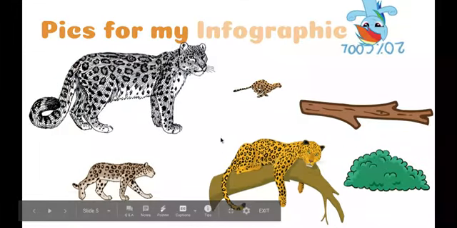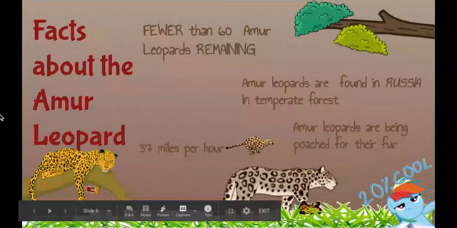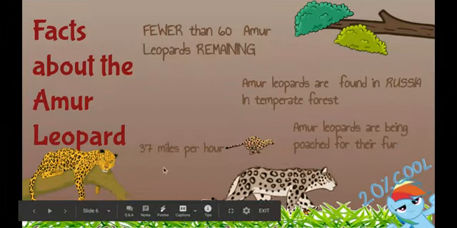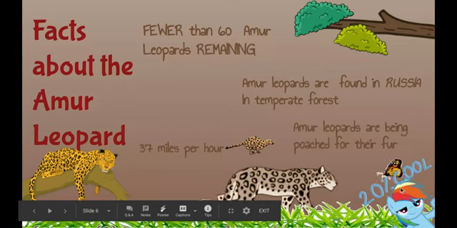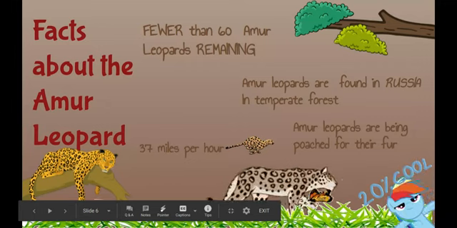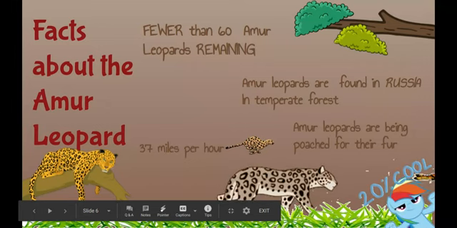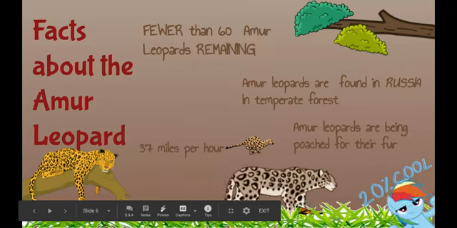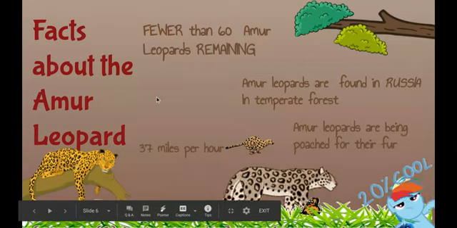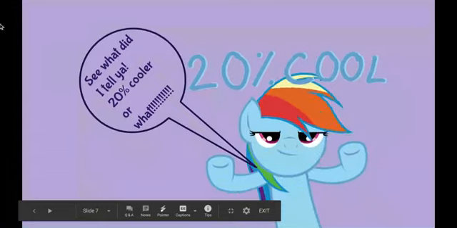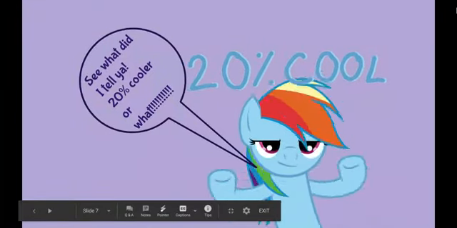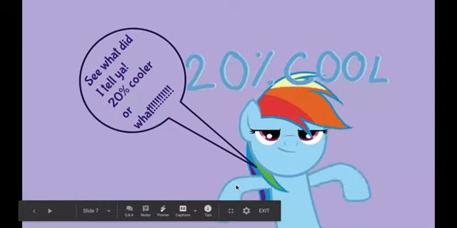These are my picks for my infographic, and this was the finishing result. Rainbow Dash was just supposed to be there. She's not. You can kind of pretend she's only there on every page. That's mainly why. And I made some grass, and there's like a few butterflies, and there's like a ladybug. It's quite a friendly scene. And then, see, what did I tell you? 20% cooler or what? So, what did I tell you?